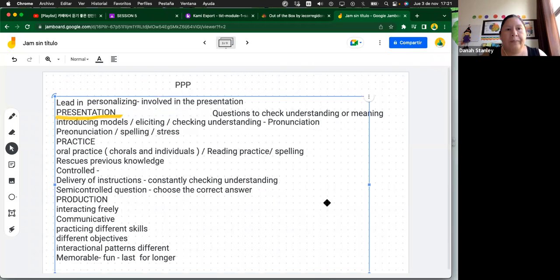All right. Then they had the presentation. He was introducing the models. He was eliciting. He was checking the understanding or checking the concept by asking questions to check that they are really getting it. In this case, obviously the presentation was not appropriate for the level of the students. The way they were speaking, they had a higher level.